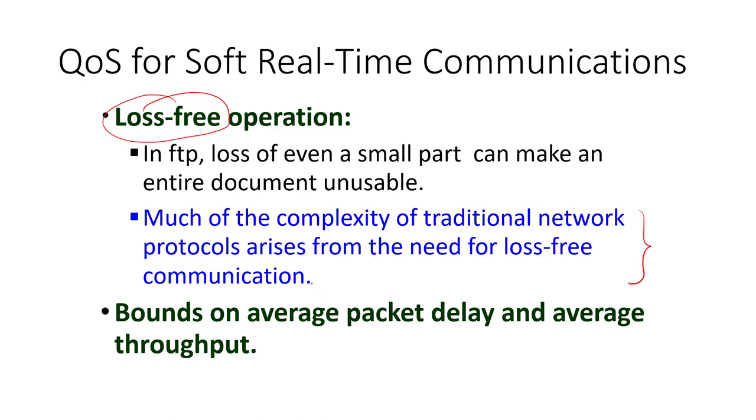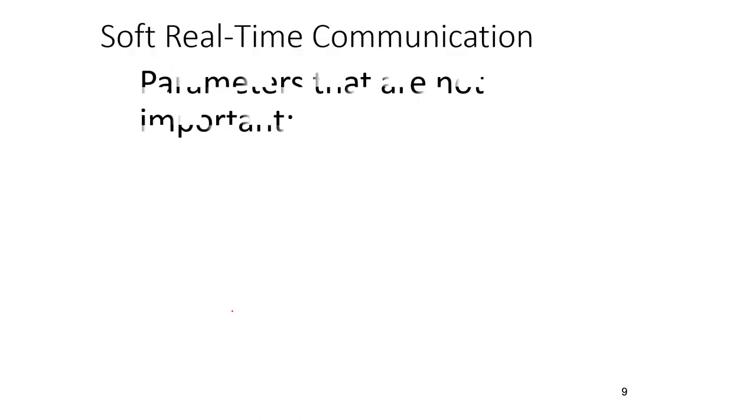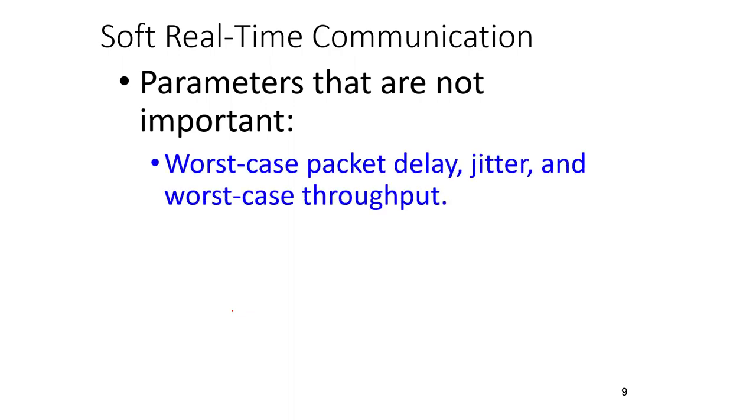Along with loss-free communication, you need bounds on the average packet delay and average throughput, even though these are more like soft bounds. In the sense, if you occasionally exceed these bounds, nothing much is going to happen. Some parameters are not important in soft real time. All the worst case parameters are not important: worst case packet delay, jitter, or worst case throughput.